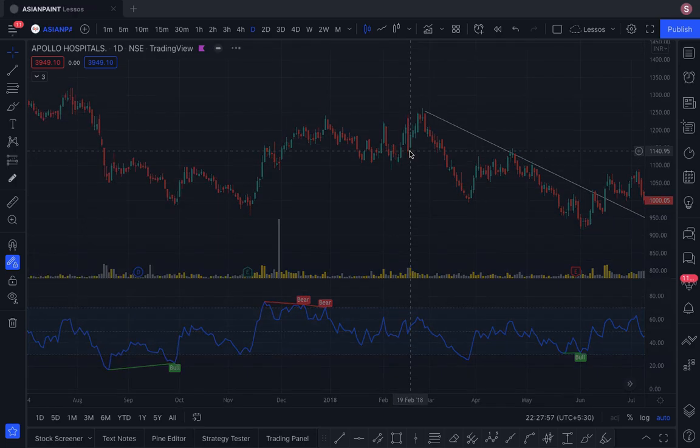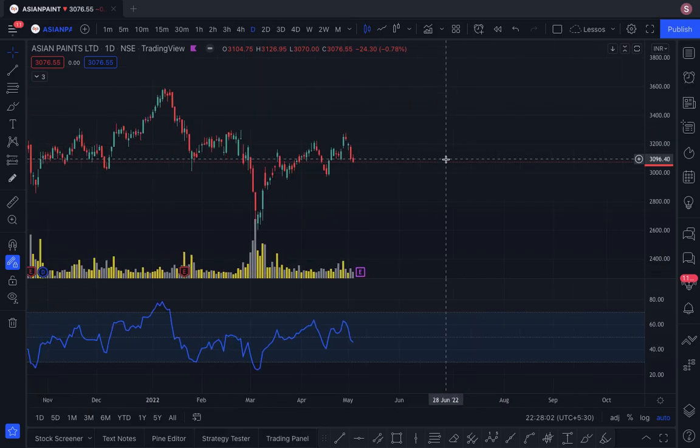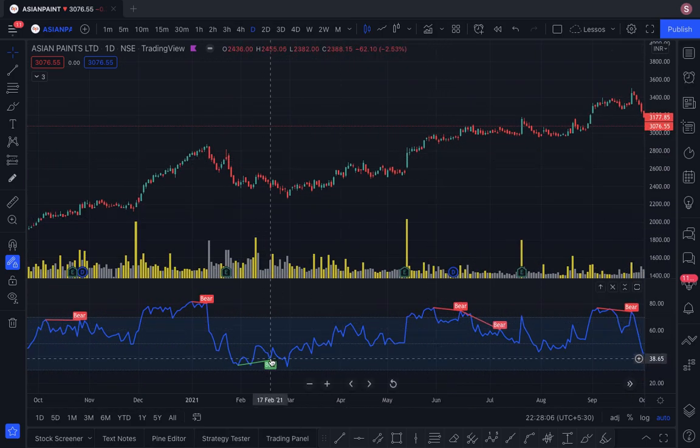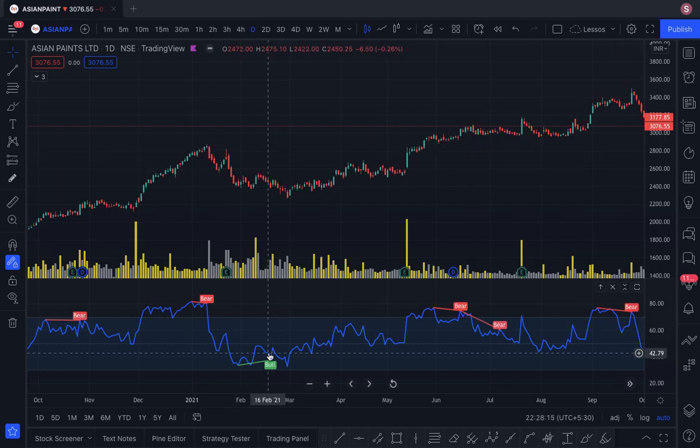Let's check some other stock before we wind up the session. Asian Paint. You see, again, search for the bullish divergence. Bullish divergence is seen here. How easy it becomes, because now you don't have to find out where higher high and lower high or lower low and higher low is happening. So bullish divergence has happened here.